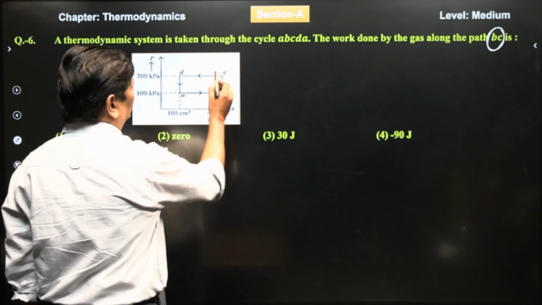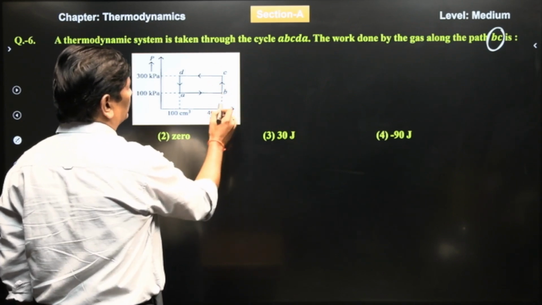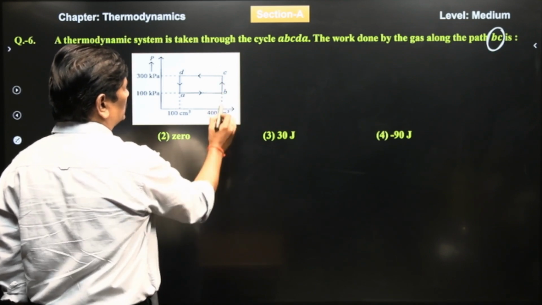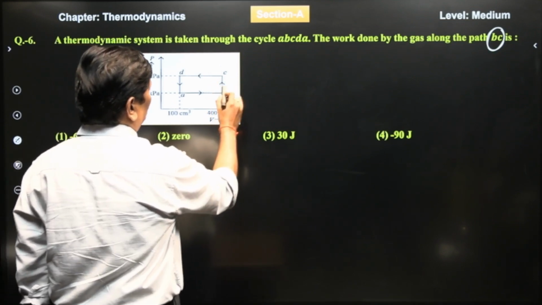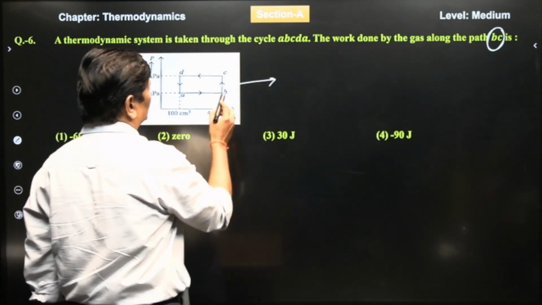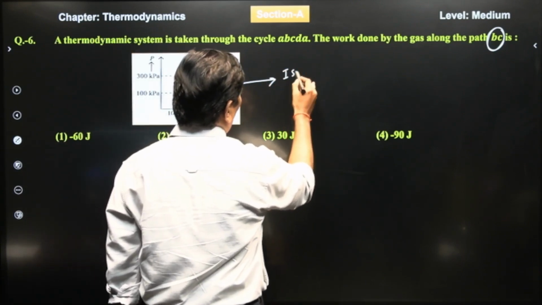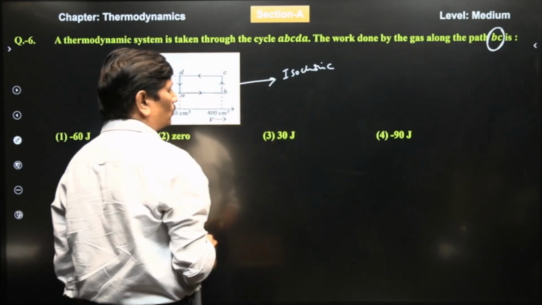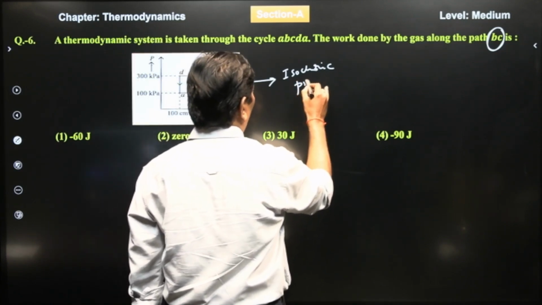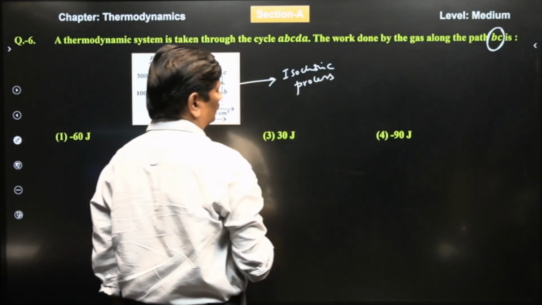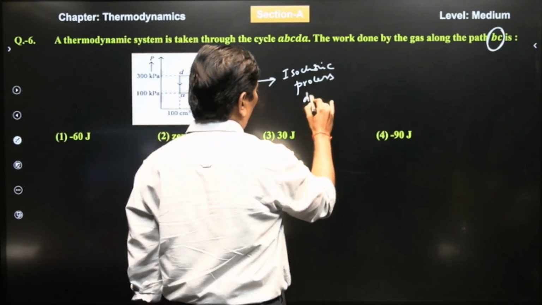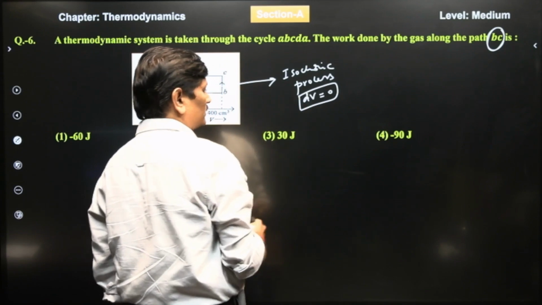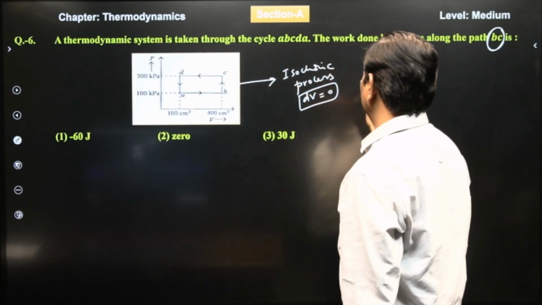B to C. If you see this B to C part, it is taking place at constant volume. Constant volume means that is an isochoric process. We know isochoric process, B to C, isochoric process. Isochoric process means change in volume 0. At constant volume it is taking place, dV 0.